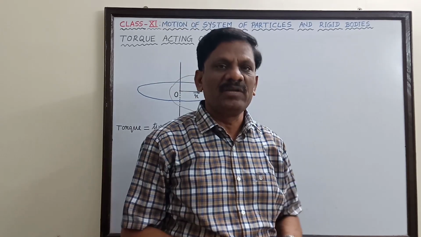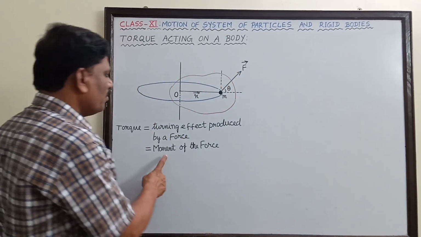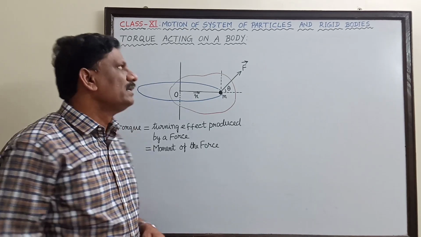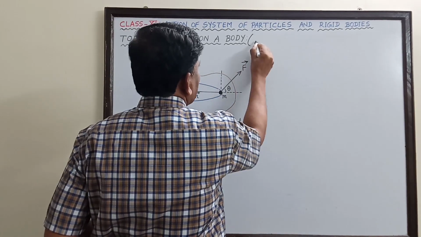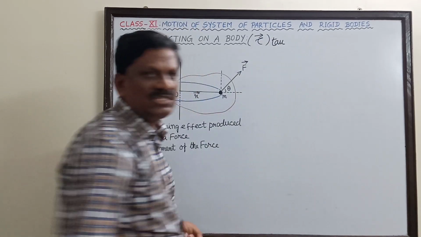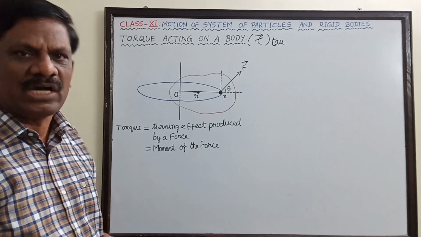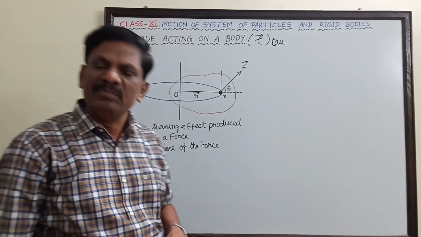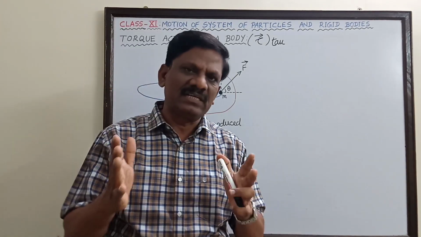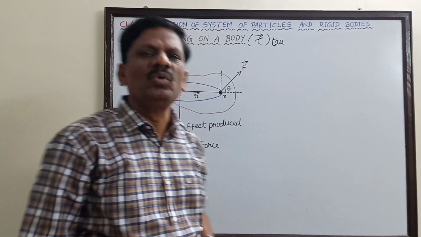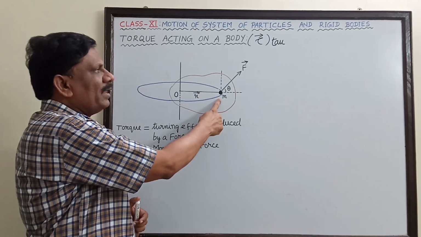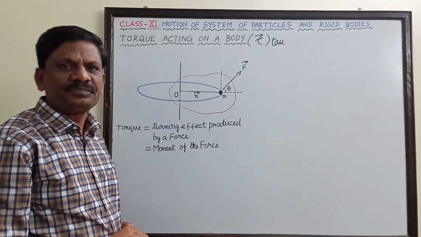It is also called by another name, that is called what? Moment of a force. It is represented by the symbol tau, T-A-U, tau. It is a Greek symbol. Now we want to get an expression for this vector torque in terms of two other vectors, namely the position vector of one particle and the force vector.